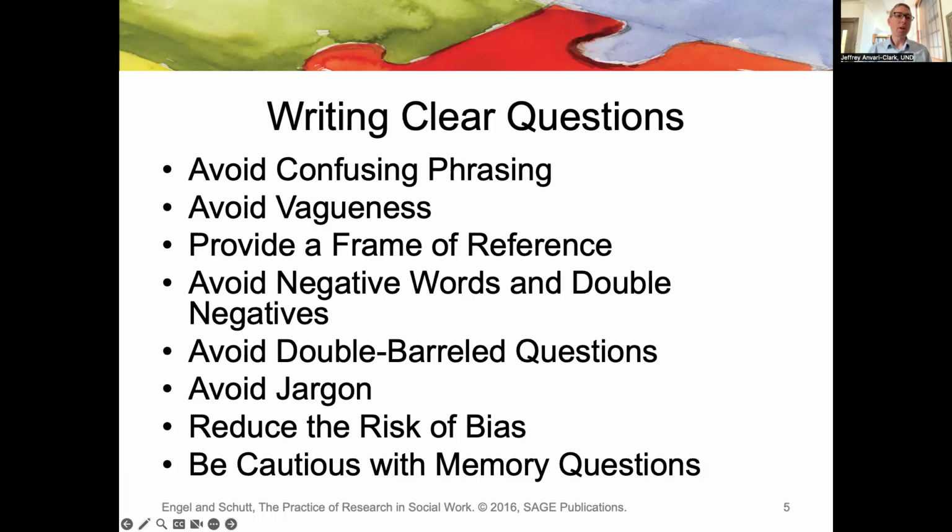Other issues, we want to avoid some of the confusing phrasing or vagueness, and be very specific. Sometimes it can be helpful to provide a frame of reference, but on the other hand, sometimes you're defining it for them, and we want them to define it openly for themselves. We want to avoid double negatives or negative words, so that everything is asking a question in the same way, and all these statements are leading in the same direction.